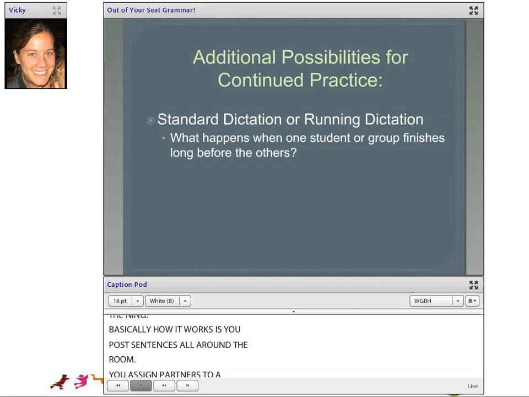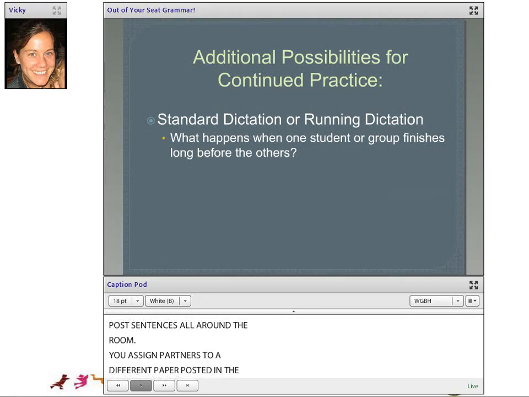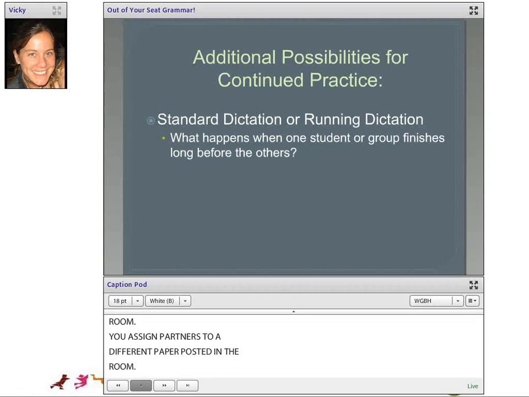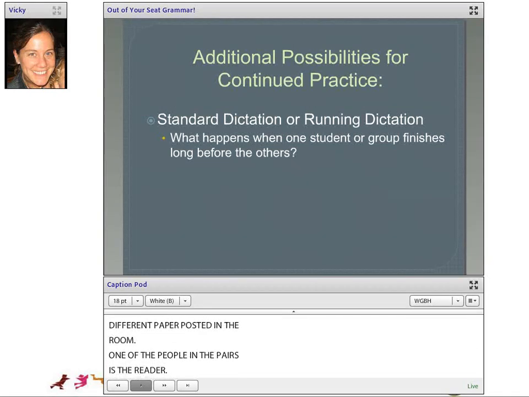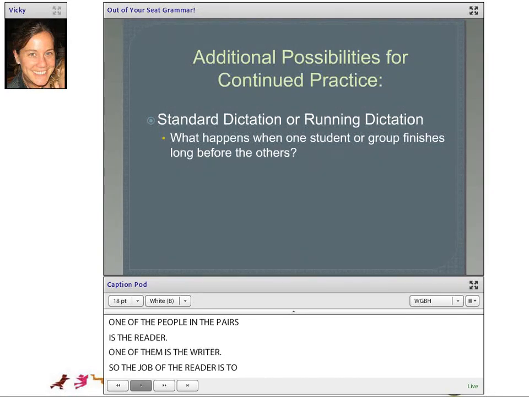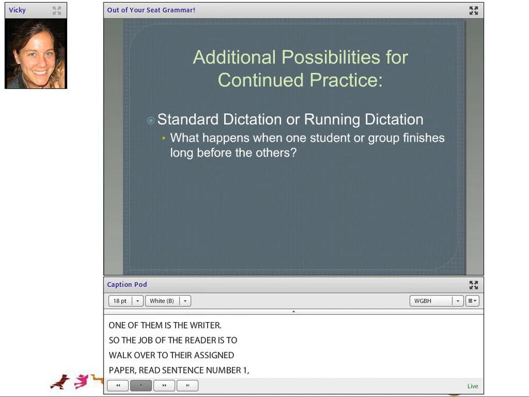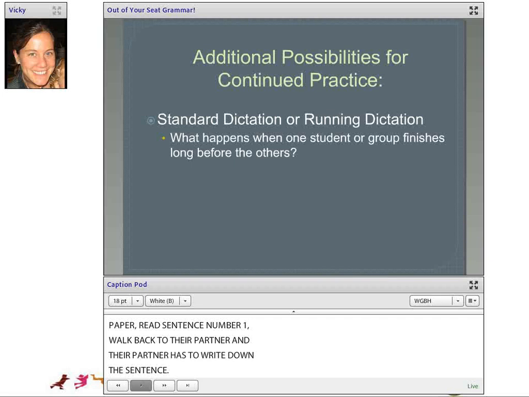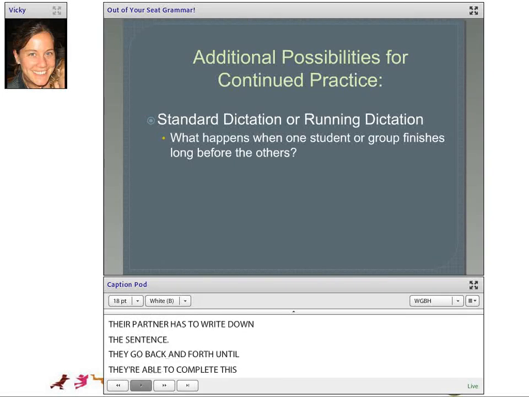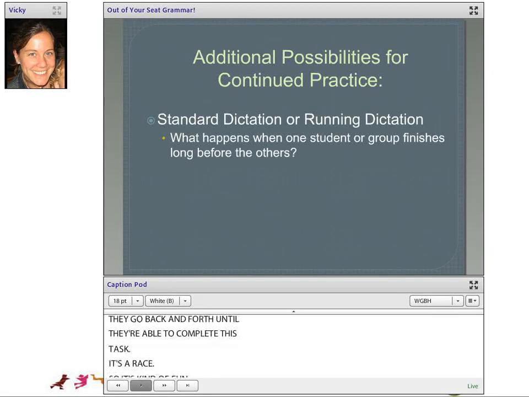One of the people in the pairs is the reader and one of them is the writer. The job of the reader is to walk over to their assigned paper, read sentence number 1, walk back to their partner, and their partner has to write down the sentence. They go back and forth until they're able to complete this task. It's a race, so it's kind of fun. People are moving around very quickly, trying to get things done.